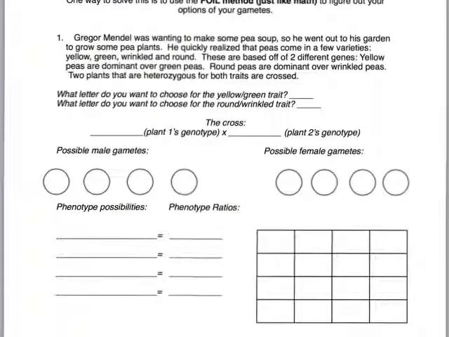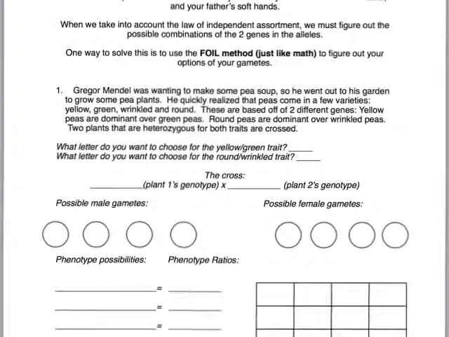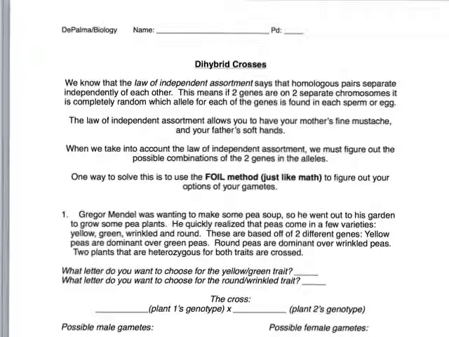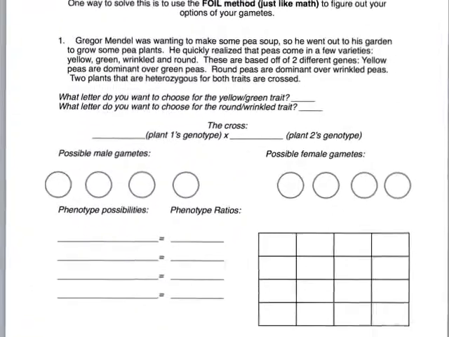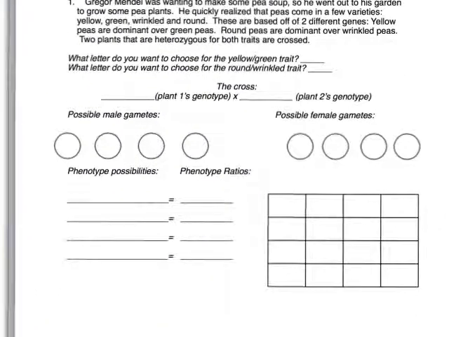Alright, how's it going? Today we're going to go over the dihybrid crosses, practice number 1. So what you should know from class is that a dihybrid cross is how two traits are inherited together. So we're looking at how you have both blue eyes and brown hair, or brown eyes and long fingers.